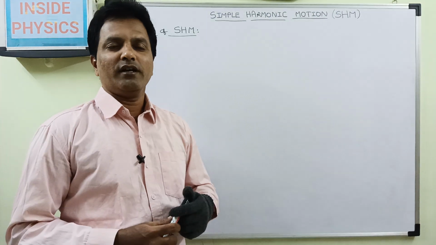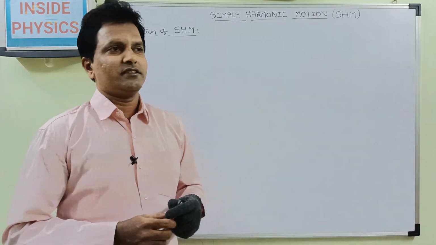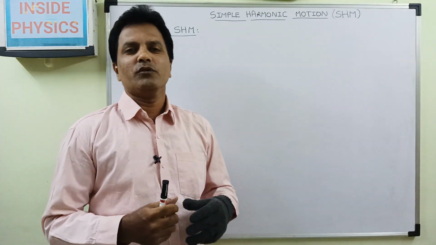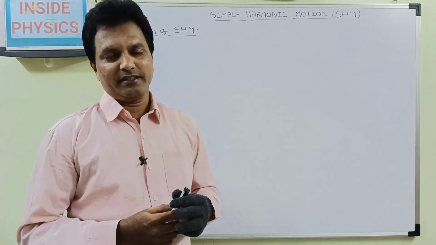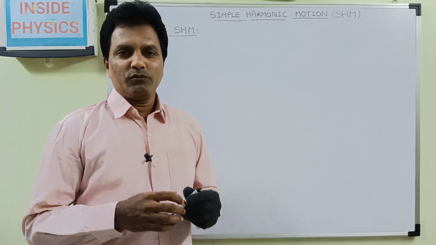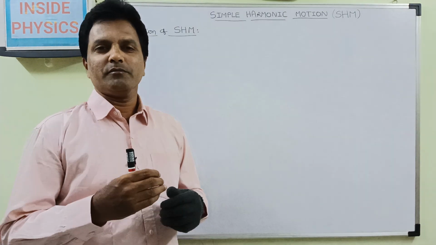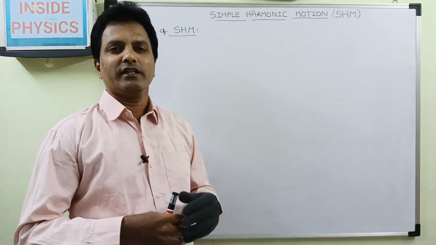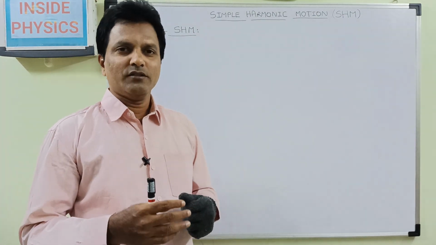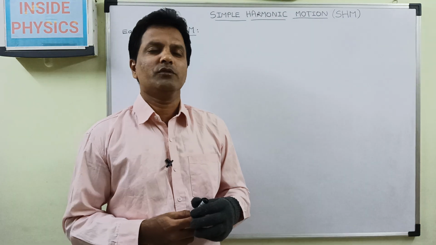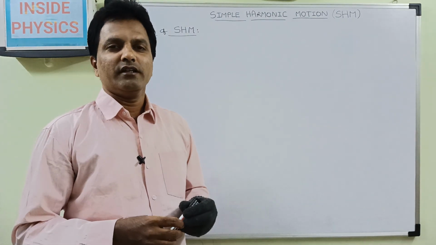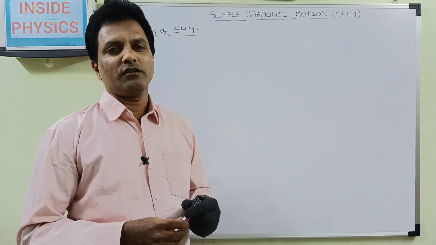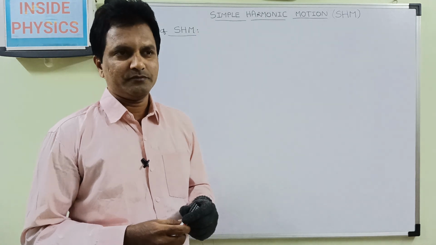See, simple harmonic motion is actually a motion which is periodic, right? Now we will see step by step what is a motion, periodic motion, what is a harmonic motion, what is a simple harmonic motion. Then we will derive some equations of simple harmonic motion.